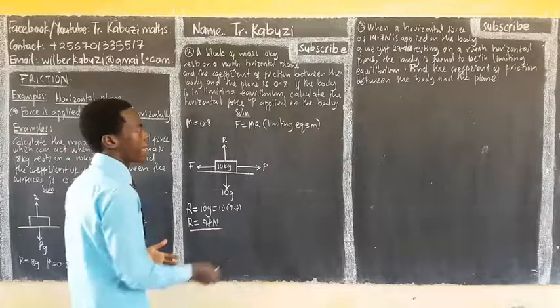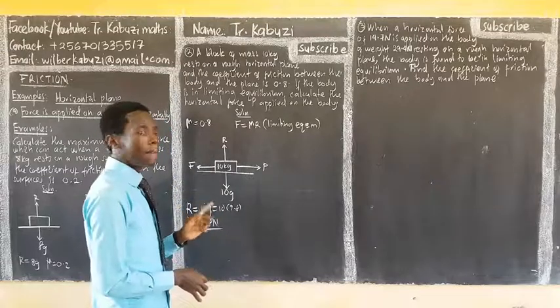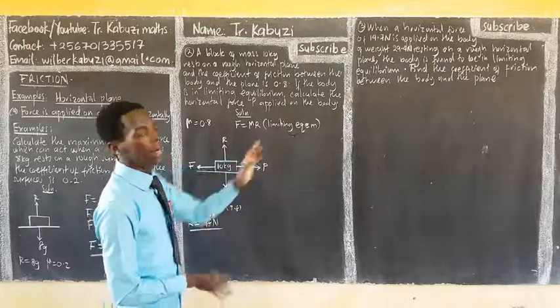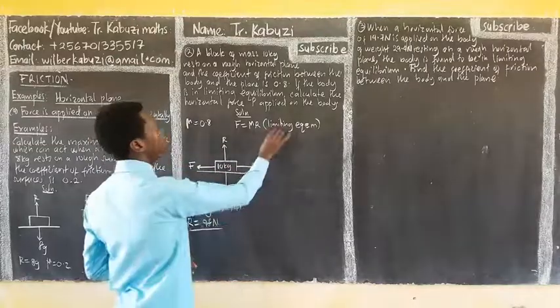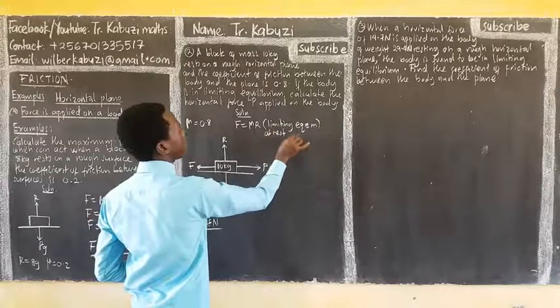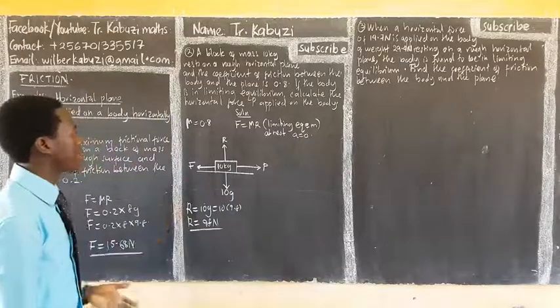The idea of all that is from the force should be equal to the mass times acceleration, but acceleration is 0 because we're in equilibrium. So the body is at rest. So here the body is at rest, so our acceleration is going to be 0. So that's the basic of that.